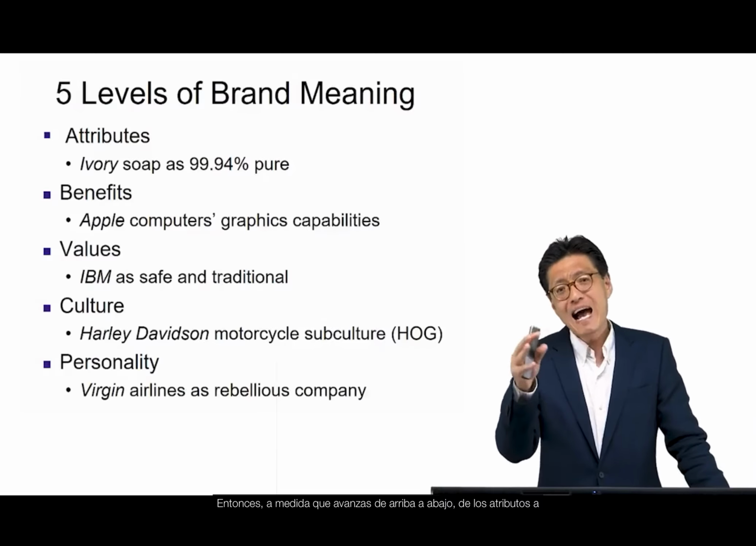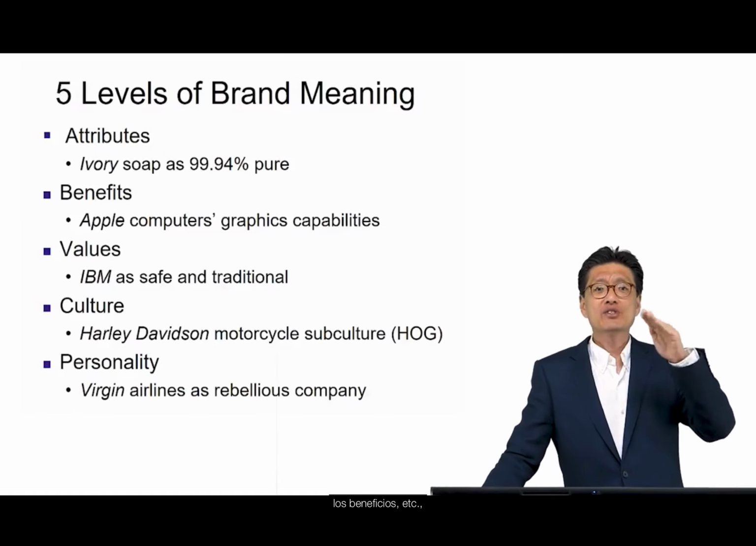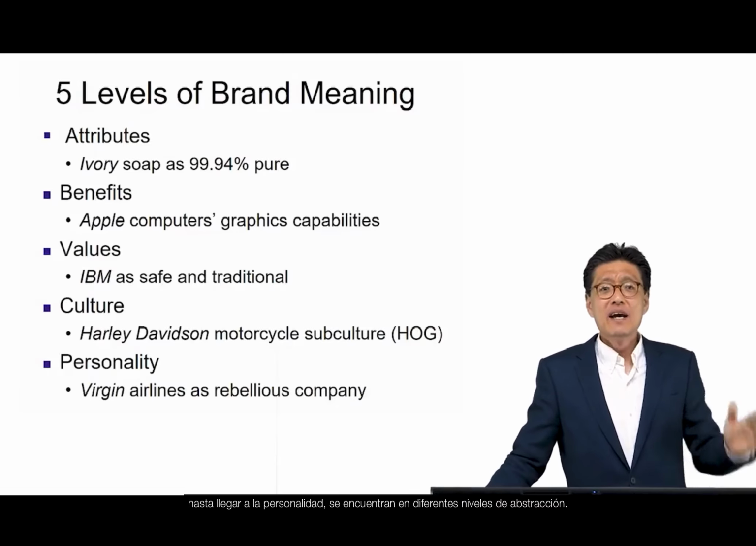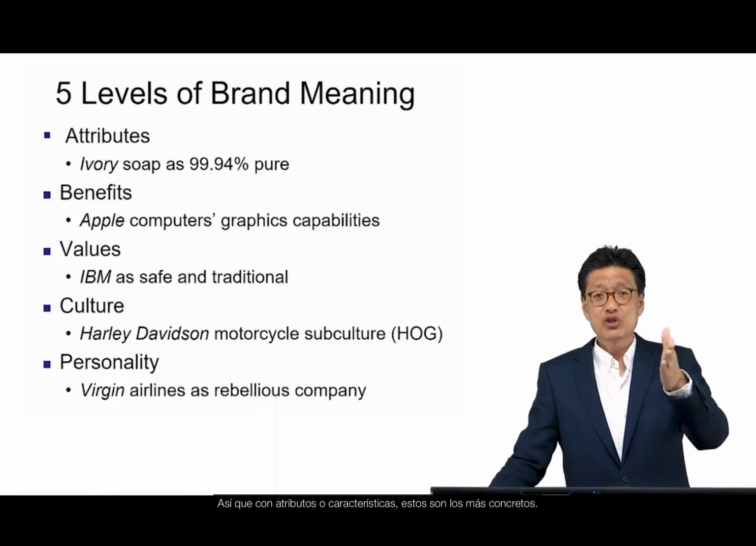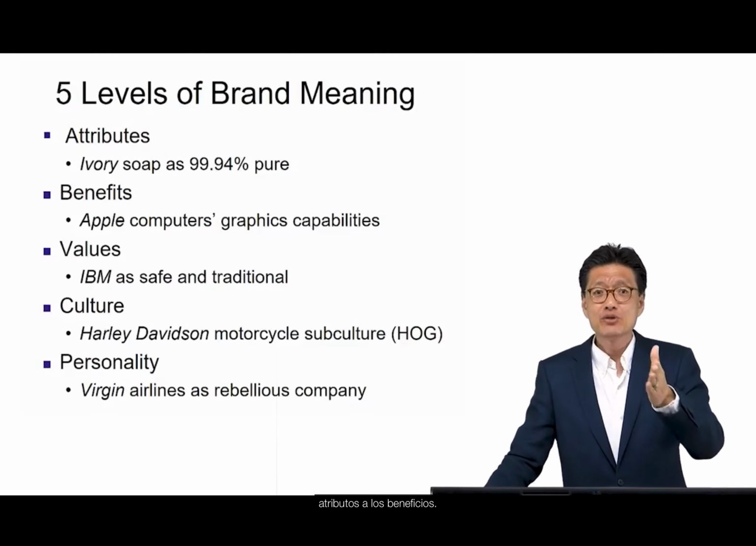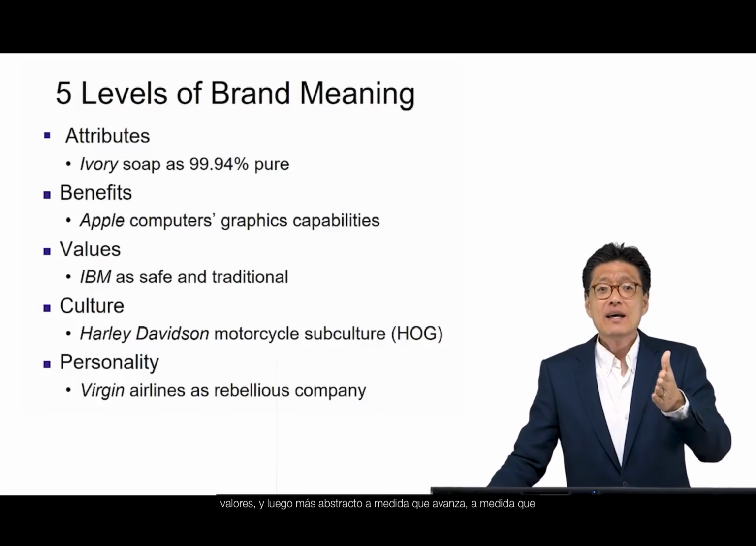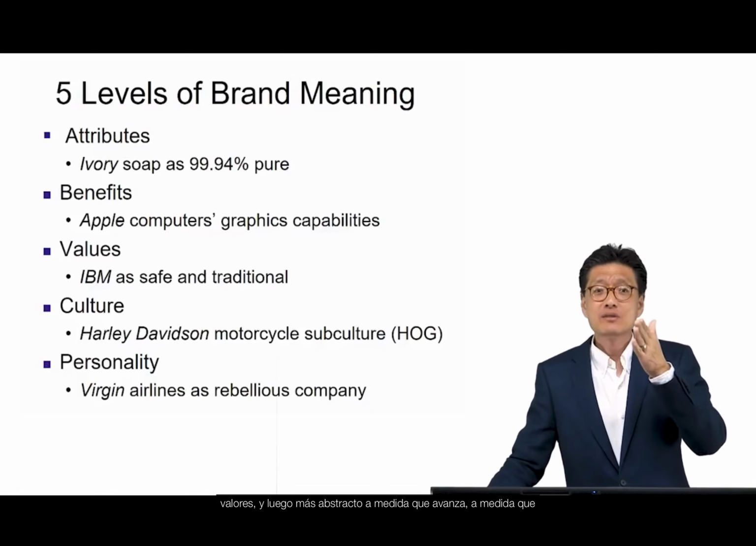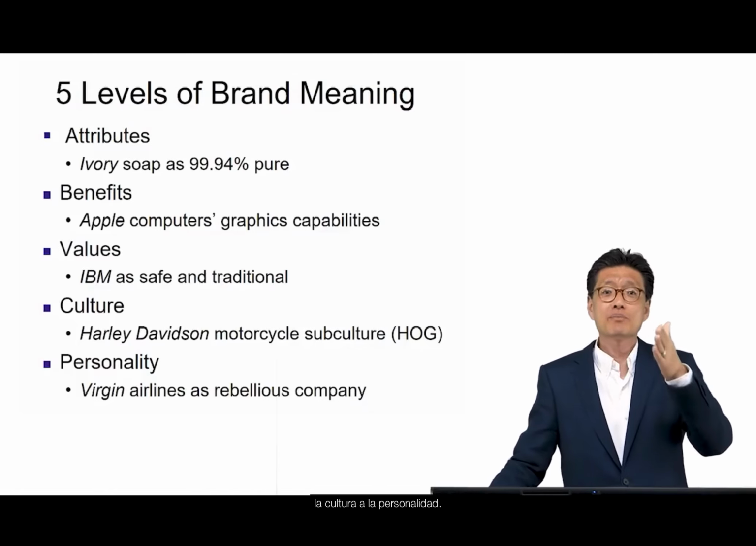So as you go from top to bottom, from attributes to benefits and so on, all the way down to personality, they're at different levels of abstraction. Attributes or features are the most concrete, and then it gets a little more abstract as you go from attributes to benefits, and then a little more as you go from benefits to values, and then more abstract as you go from values to culture, and then more so as you go from culture to personality.